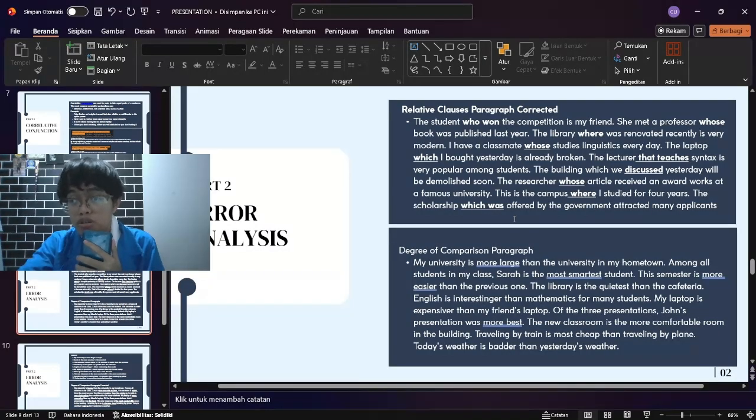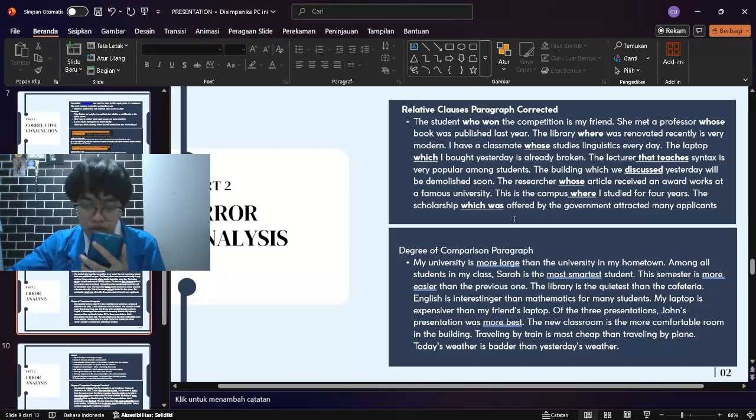I have a classmate who studies linguistics every day. The laptop which I bought yesterday is already broken. The lecturer that teaches syntax is very popular among the students. The building which we discussed yesterday is to be demolished soon. The researcher whose article received an award works at famous and university. This is the campus where I studied for 4 years. The scholarship which was offered by the government attract many applicants.